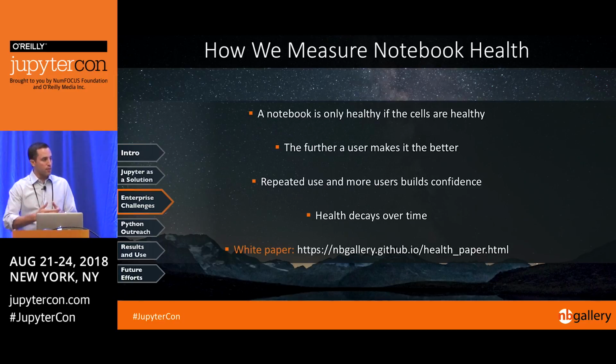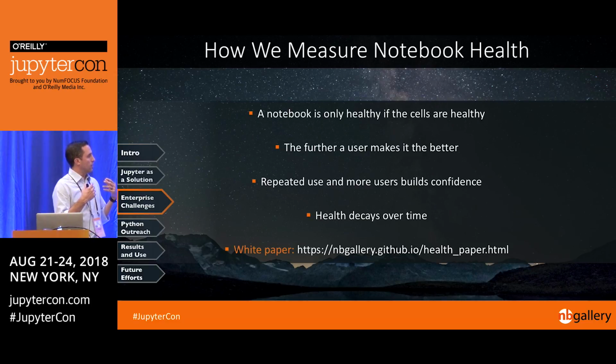We look at things like how far the user makes it into that notebook, because generally speaking, notebooks are meant to be run linearly from top to bottom, so the more cells a user is executing in the notebook, the more likely it is that they think that notebook's healthy and they're happy with its progress and its results. We also look to see how many unique users and how many times a user has run that notebook.